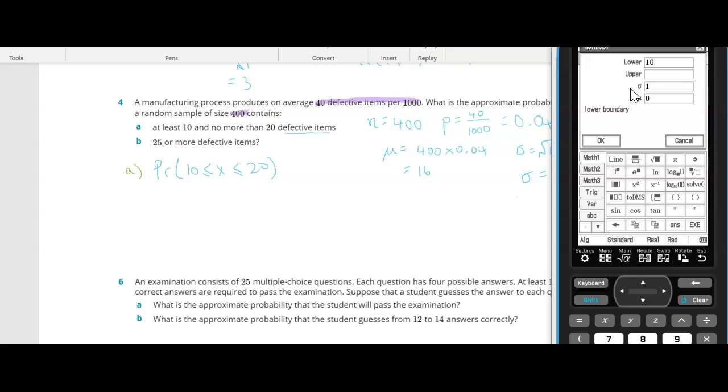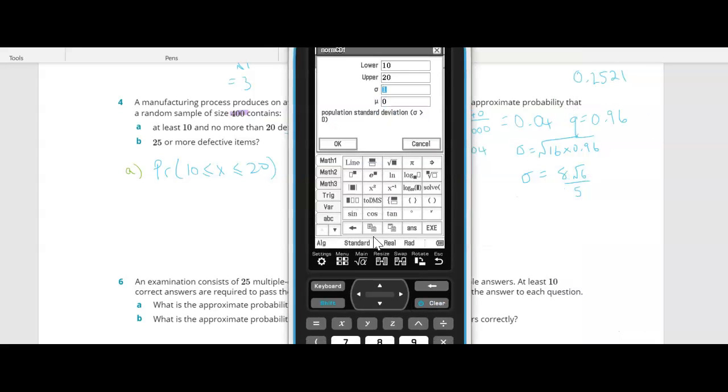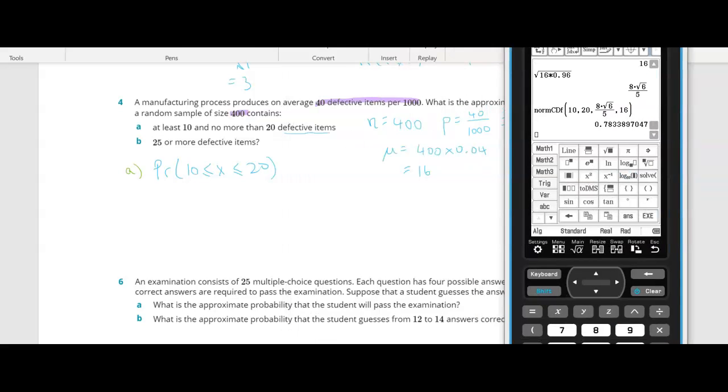Okay, so 10 to 20. Standard deviation, let's go over here. What did we have? 8 square root of 6 divided by 5, and the mean was 16. So 0.7834.